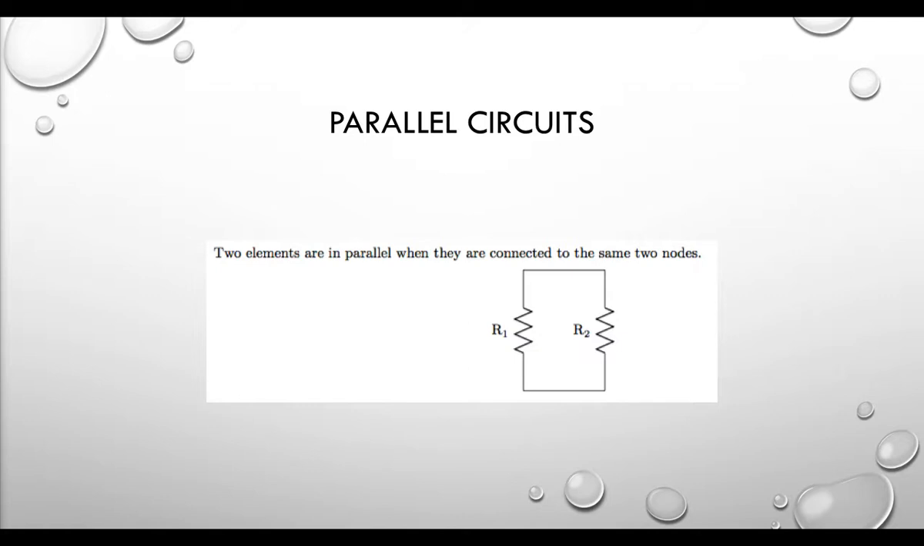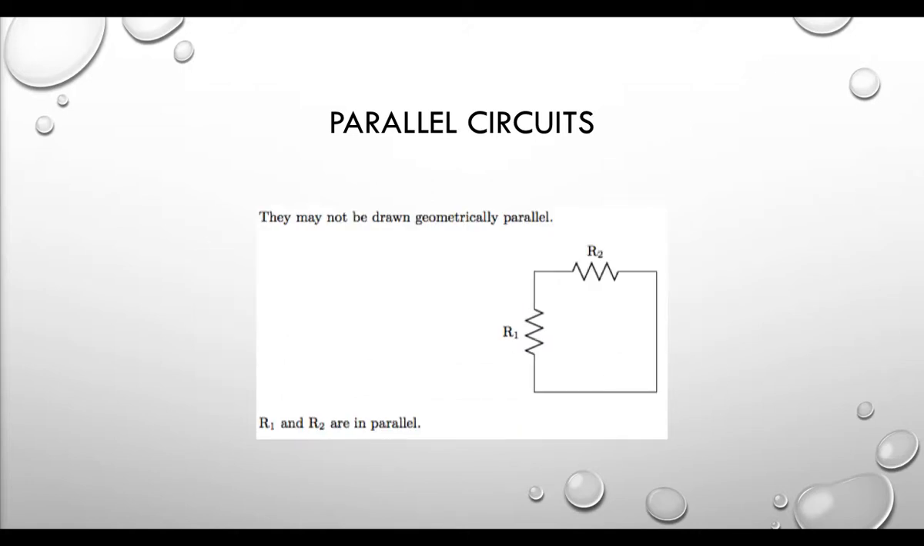Now, parallel elements are a little trickier than series elements, because they may not necessarily be drawn as if they're geometrically in parallel. Here, R1 and R2 are connected between two nodes again, but they're not drawn as if they're in parallel. They're drawn like they're at right angles. But in this case, the elements are in parallel.